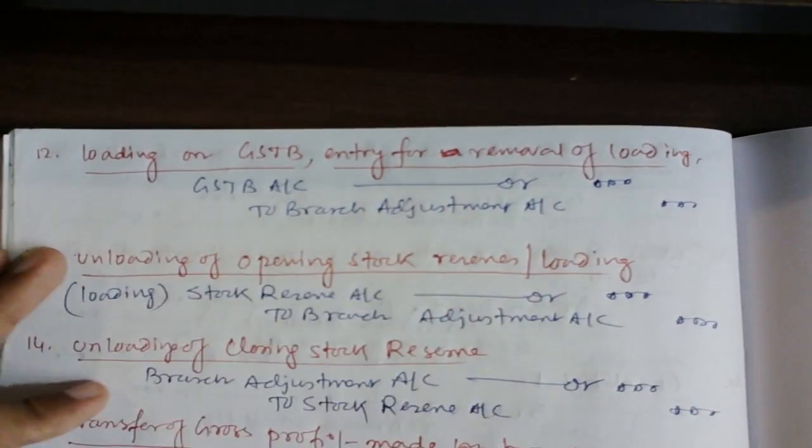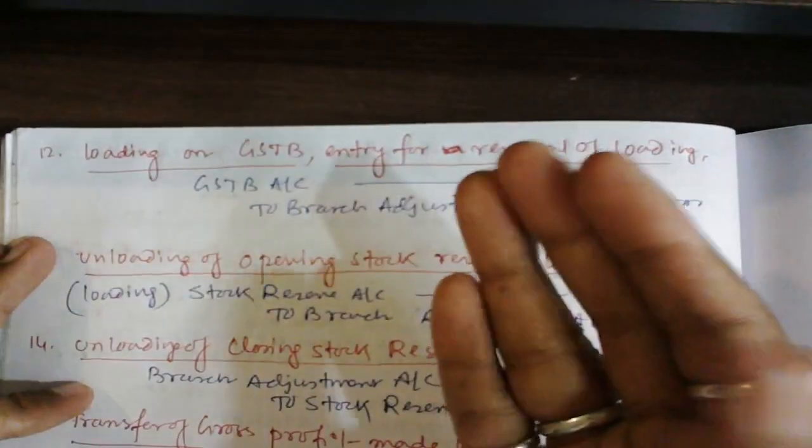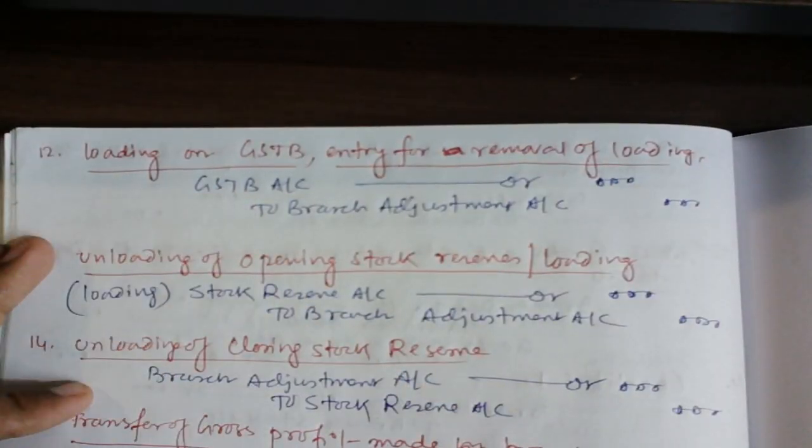In case of loading on GSTB, the entry will be the opposite. When we have sent the goods to the branch, what is the journal entry, sir? Branch stock account debit to GSTB, but in that case we are not going to do any cost adjustment, only the profit part.